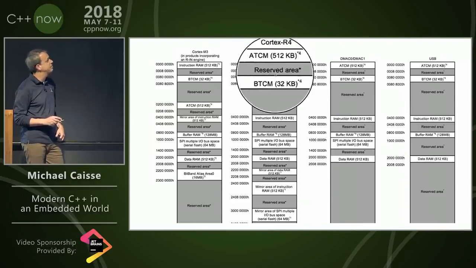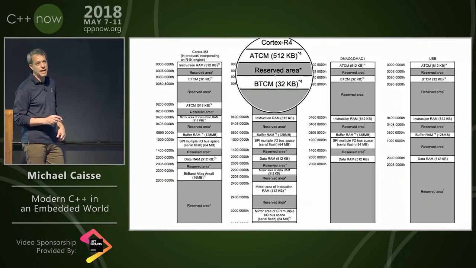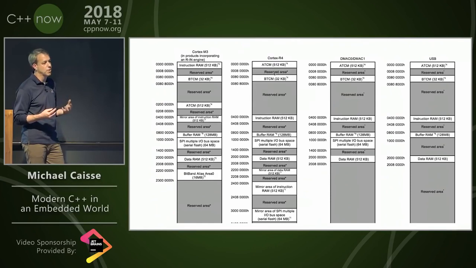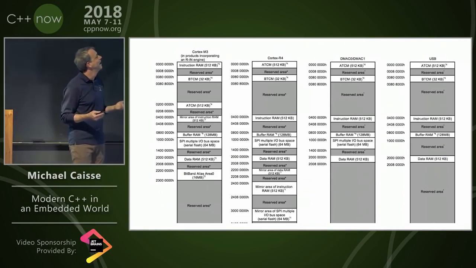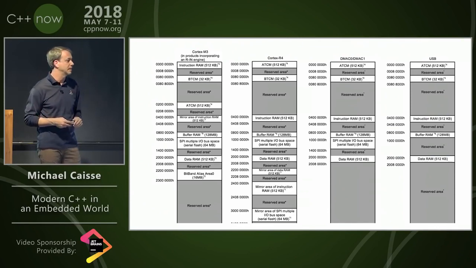There's an A and there's a B. The A is 512K, the B is 32K. In the 512K tightly coupled memory A, we're going to stick our program. 0 is not null, people. It's a real address. It's important. And in B, the tightly coupled memory, we're going to put our stack. We're going to throw our stack into the B section.